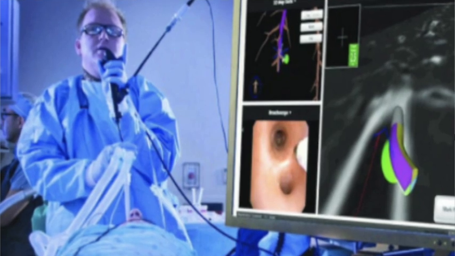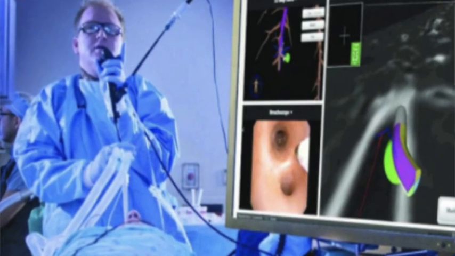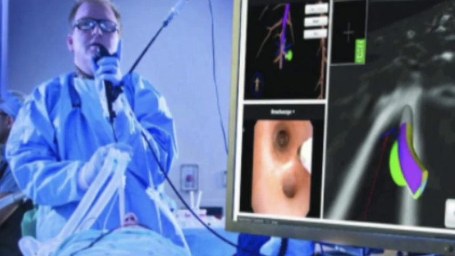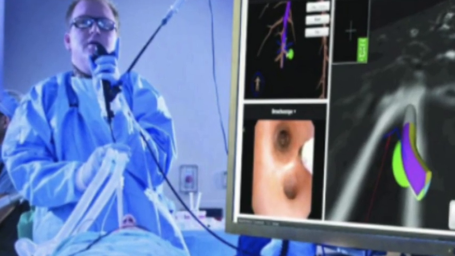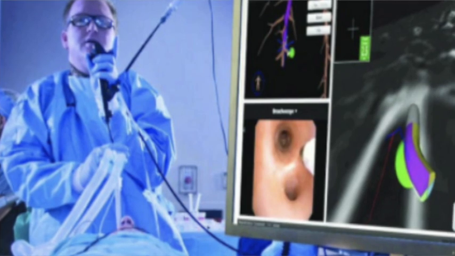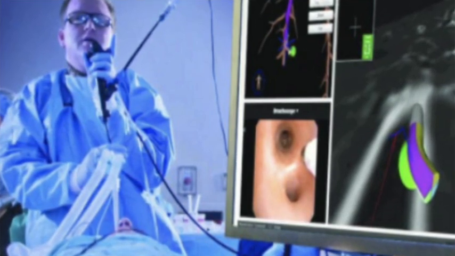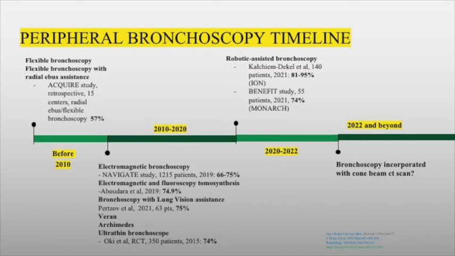It basically uses electromagnetic navigation to track the tip of the locatable guide inside the patient's chest, and then correlates it with the virtual pathway that has been drawn out based on the prior CT scan of the patient. And then this technology has a diagnostic yield of peripheral nodule of up to 75% of the time.